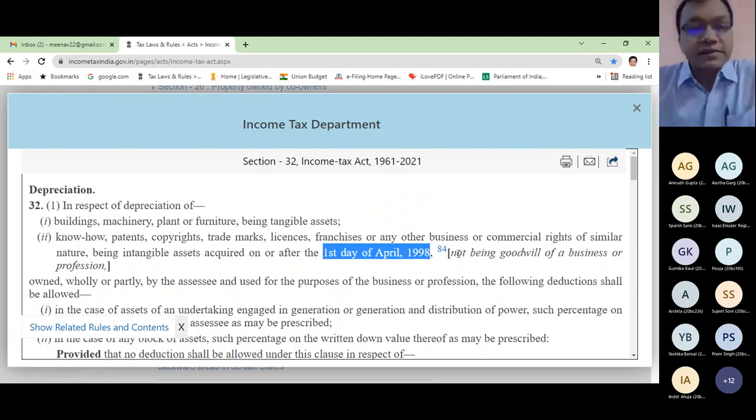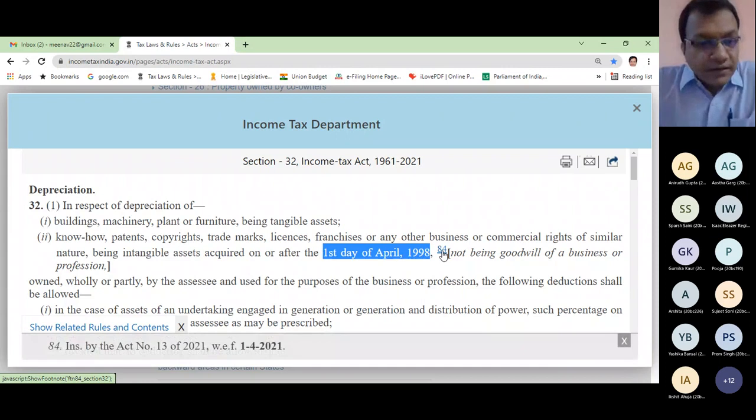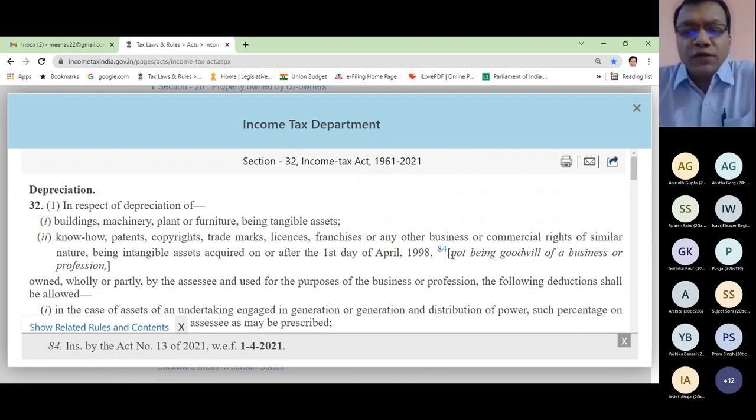Now this is in italic, that means it is the latest amendment. Click 84 and it is written in the footnote, inserted by Act number 13 of 2021 with effect from 1/4/21. So with effect from assessment year 21-22, these words have been added, not being goodwill of a business or profession. Goodwill of a business and profession is also intangible, but you cannot claim depreciation in case of goodwill of a business or profession.